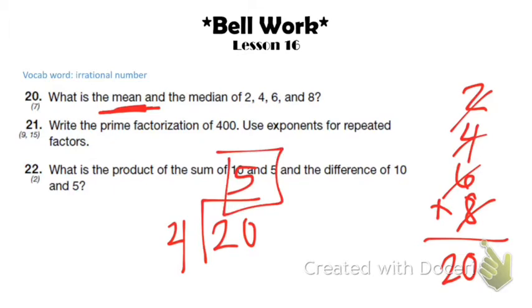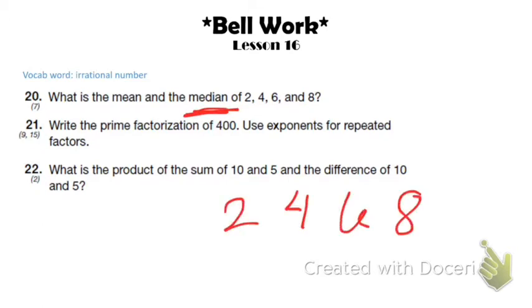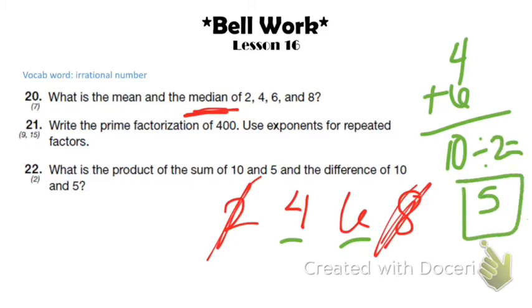To find the median, the middle number, the first thing we have to do is put them in order from least to greatest. So 2, 4, 6, 8, and then cancel out until we get to the middle. Cancel, cancel. Whenever there are two numbers left in the middle, all we have to do is add them together and divide by 2. So 4 plus 6 gives us 10. Divide that by 2, and our median is also 5.